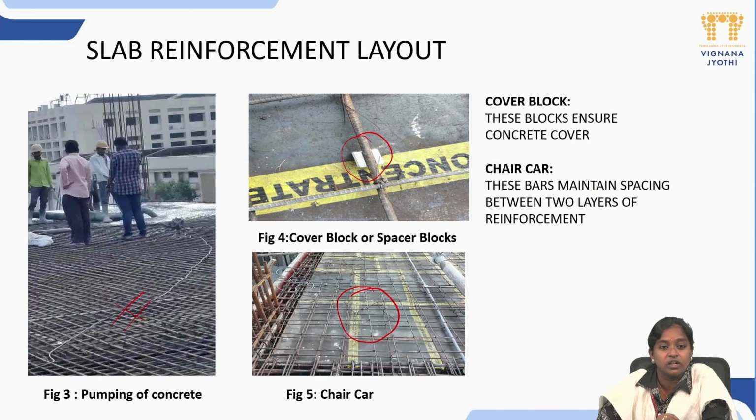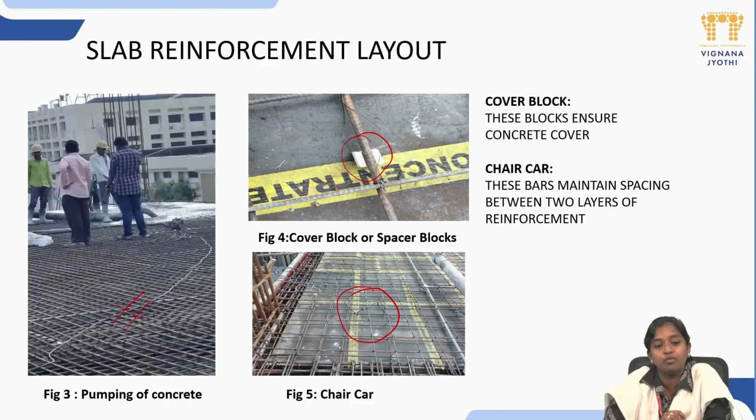Moving on to the next one, which is slab reinforcement layout. In slabs, we'll have two major types. One is one-way slab, where the ratio of Ly by Lx is greater than 2. And the other one is two-way slab, where Ly by Lx would be less than 2. So Ly and Lx are the spans in longitudinal and lateral directions. In slab, we provide reinforcement in both the directions.